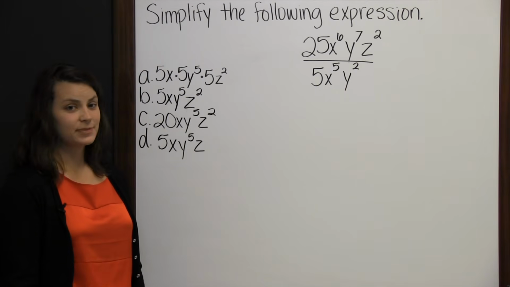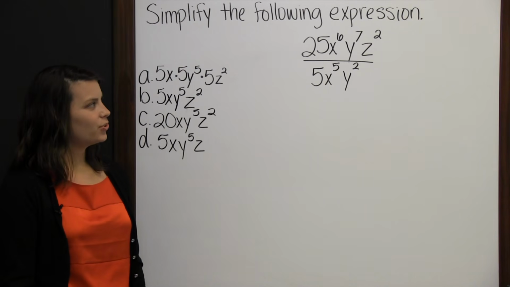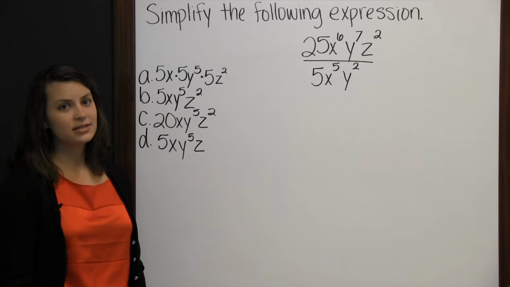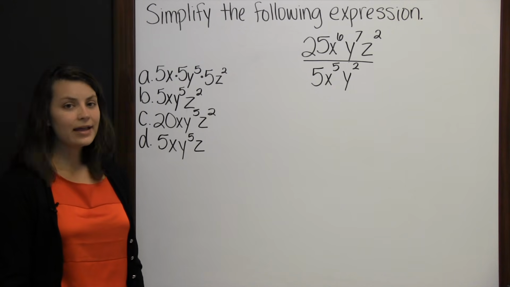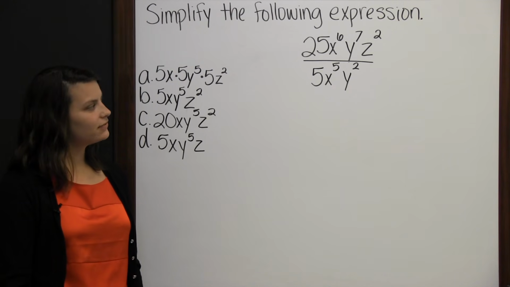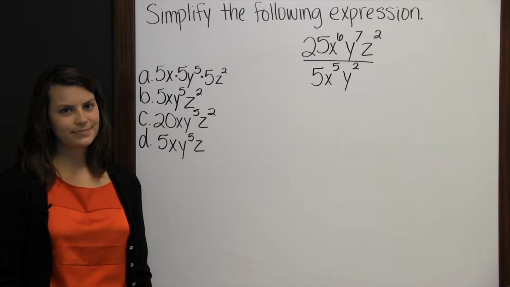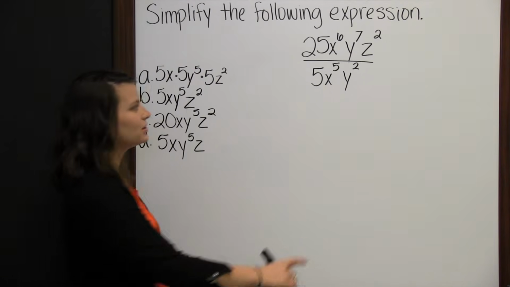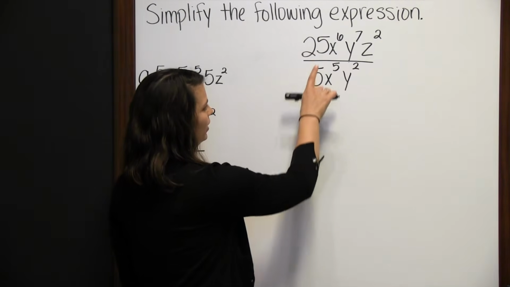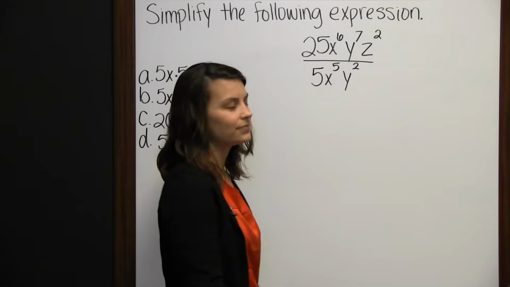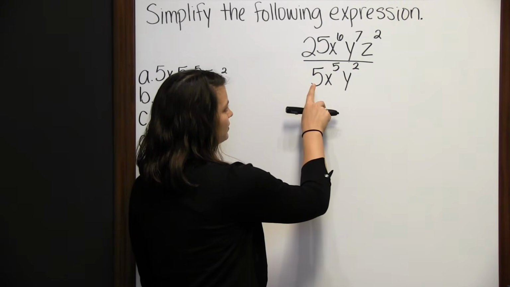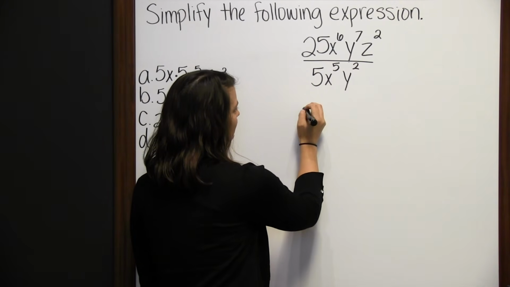Simplify the following expression. 25x to the 6th, y to the 7th, z squared, divided by 5x to the 5th, y squared. I'm going to start by simplifying 25 fifths. 25 divided by 5 is 5.